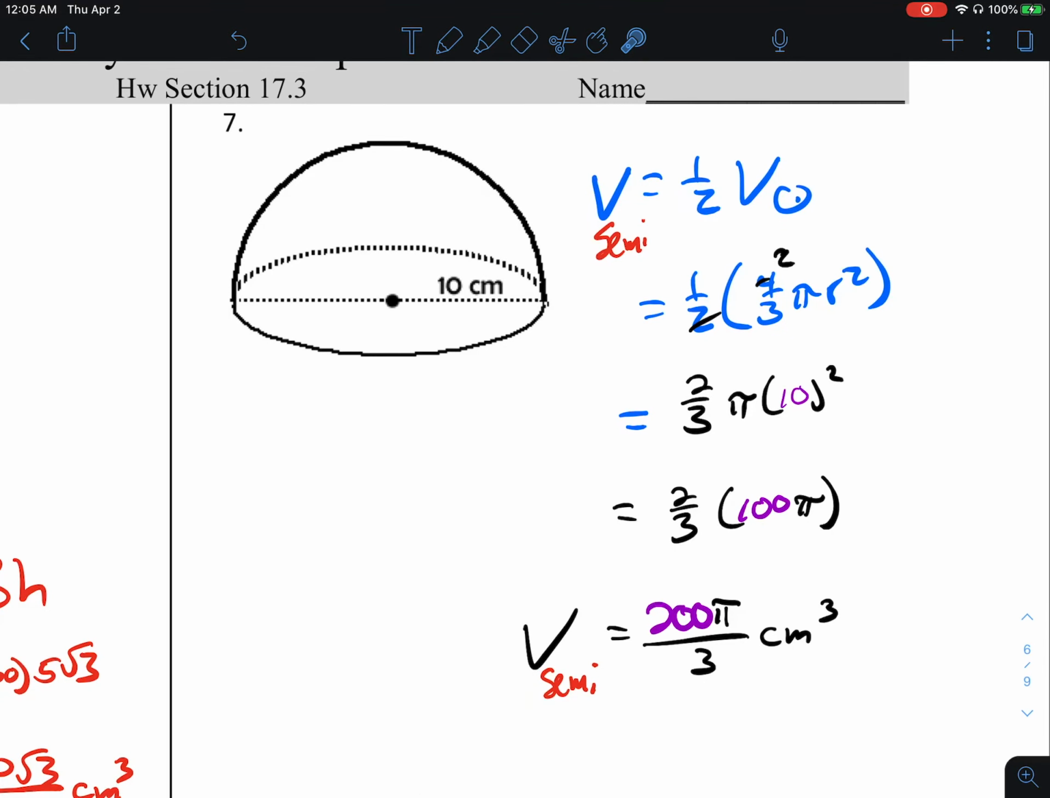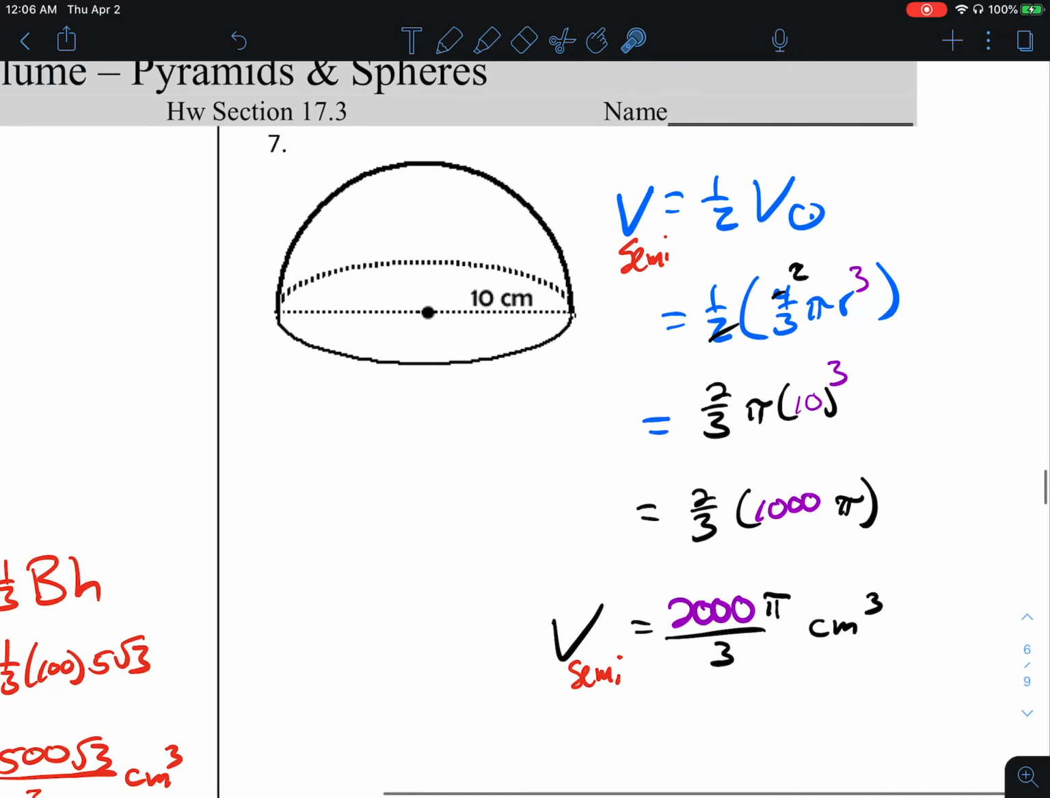Number 7, to find the volume of a semi-sphere, it's half the volume of a sphere. So it's half of 4/3 pi r squared. Whoa, I got pi r squared there. That's bad. This should be cubed. Just going to make this 1,000. Just going to make this 2,000. Wow, that is bad stuff.